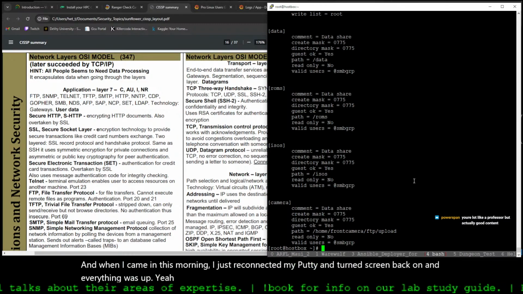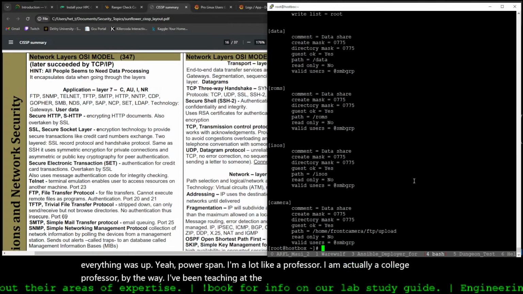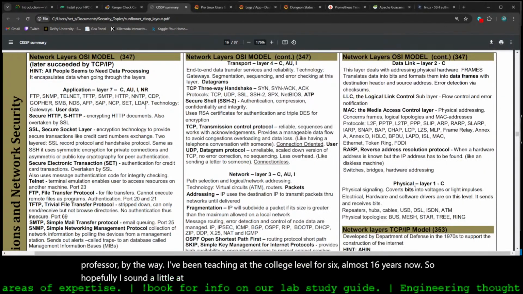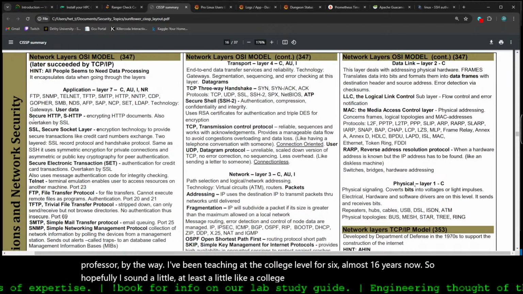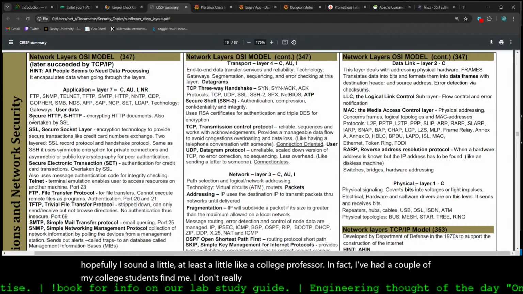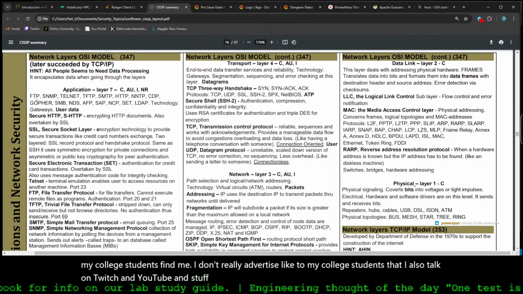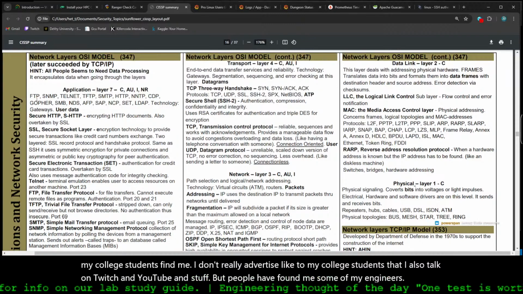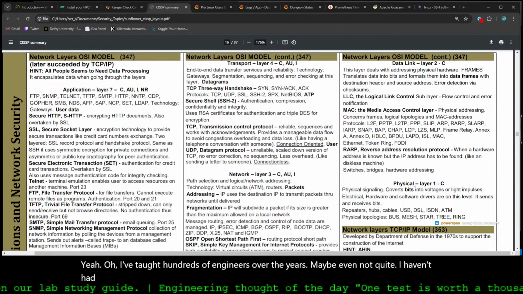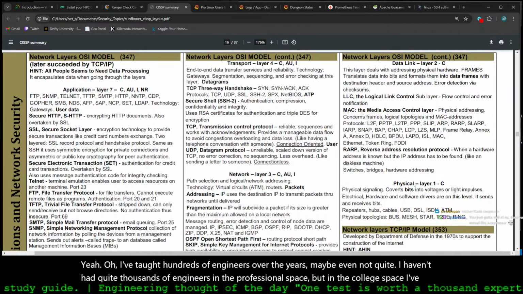Yeah, PowerSpan. I'm a lot like a professor. I am actually a college professor, by the way. I've been teaching at the college level for almost 16 years now. So hopefully I sound at least a little like a college professor. In fact, I've had a couple of my college students find me. I don't really advertise to my college students that I also talk on Twitch and YouTube and stuff, but people have found me. Some of my engineers, I've taught hundreds of engineers over the years. I haven't had quite thousands of engineers in the professional space, but in the college space, I've had over 5,000 students now.